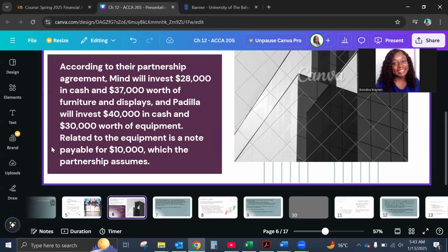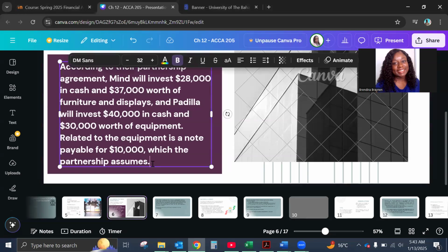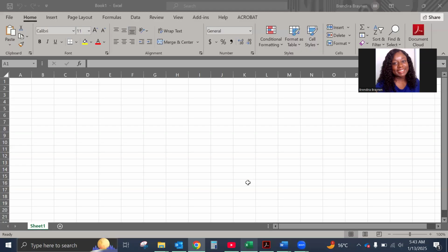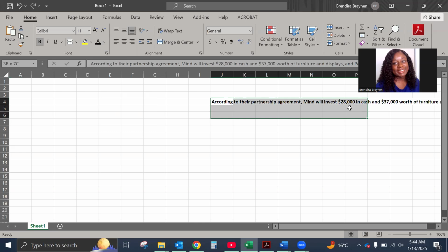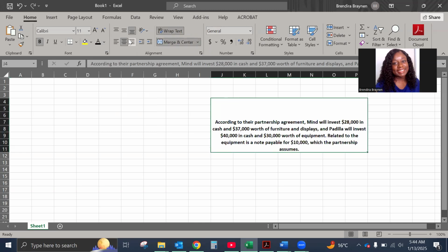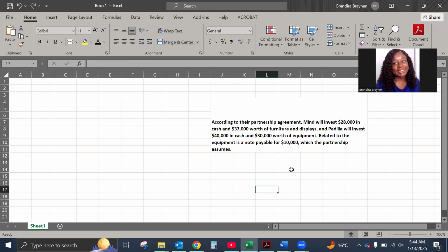So what we're going to do is take this information and do one entry assuming that this note does not exist, and then I'm going to do one assuming that it does. I'm just going to put this on the screen here, and merge and center it for a minute. Okay, so this is the information.